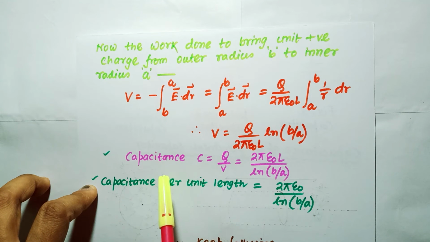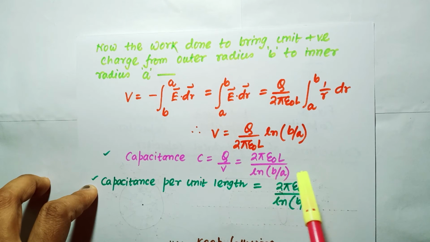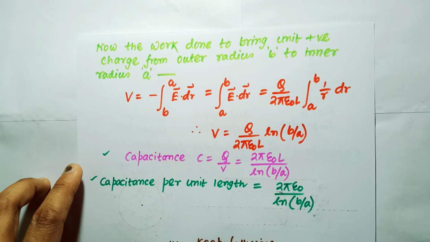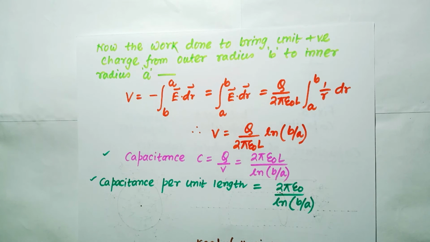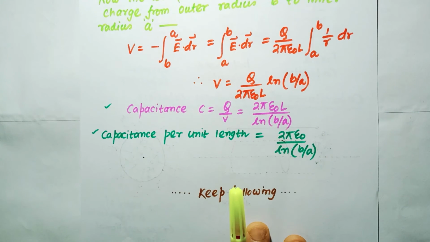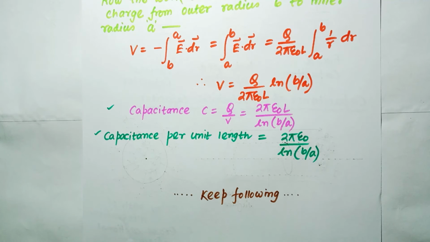So the capacitance is defined as C equal to Q by V, which is 2 pi epsilon naught L divided by ln of b by a. It is better to define the capacitance per unit length in this case. So the capacitance per unit length comes out to be 2 pi epsilon naught divided by ln of b by a. This is the capacitance per unit length for the cylindrical capacitor.